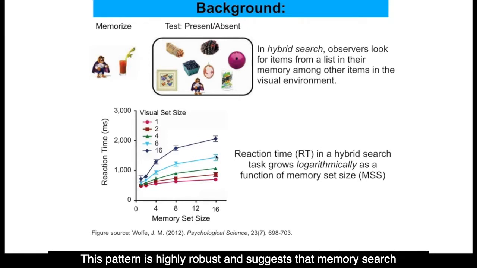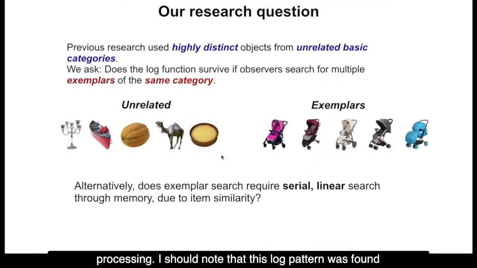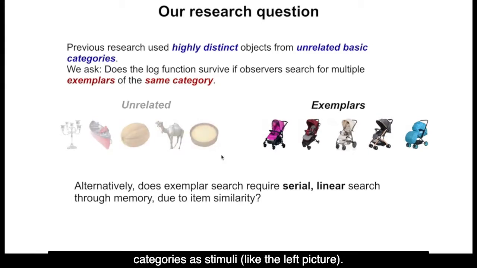This pattern is highly robust and suggests that memory search is not strictly serial and probably involves some parallel processing. I should note that this log pattern was found in studies using highly distinct objects from unrelated basic categories as stimuli, like in the left picture.